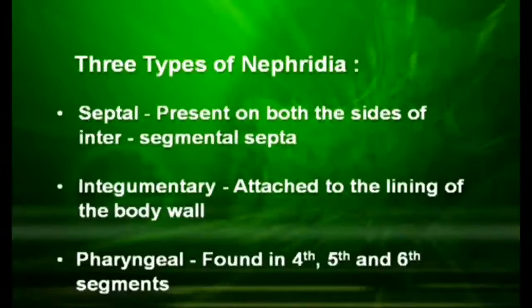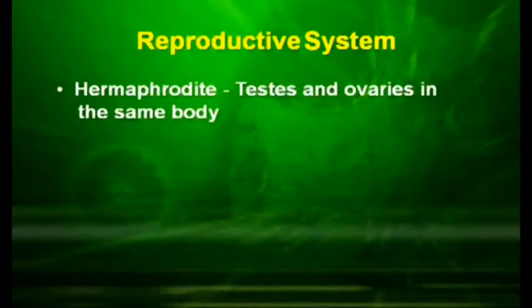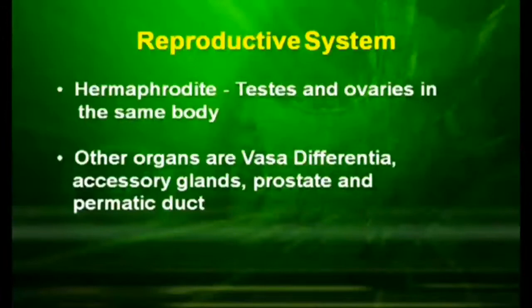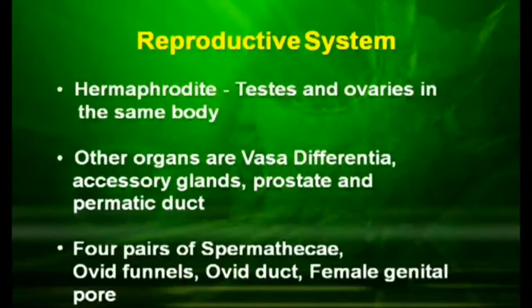Reproductive system. Earthworms are hermaphrodite animals. The testes and ovaries are found in the same body. The other organs of the reproductive system are the vasa deferentia, the accessory glands, the prostate and spermatic duct, four pairs of spermatheca, ovarian funnels, oviduct, and the female genital pore.